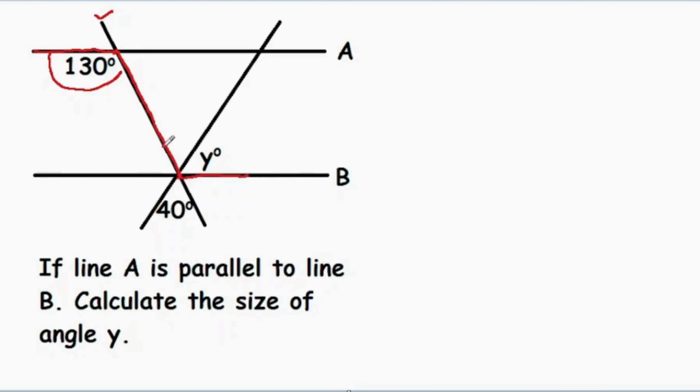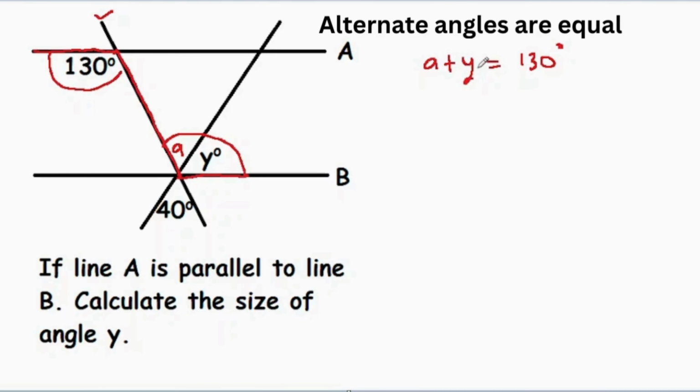Oh, but I have two angles here. Yes, I can label this as A. Good. So I can say small letter A plus Y is equal to 130 degrees. So the sum of A and Y is equal to 130 degrees. Alternate angles are equal. But I can't actually solve for Y since I don't know my A. So how can I solve for A?